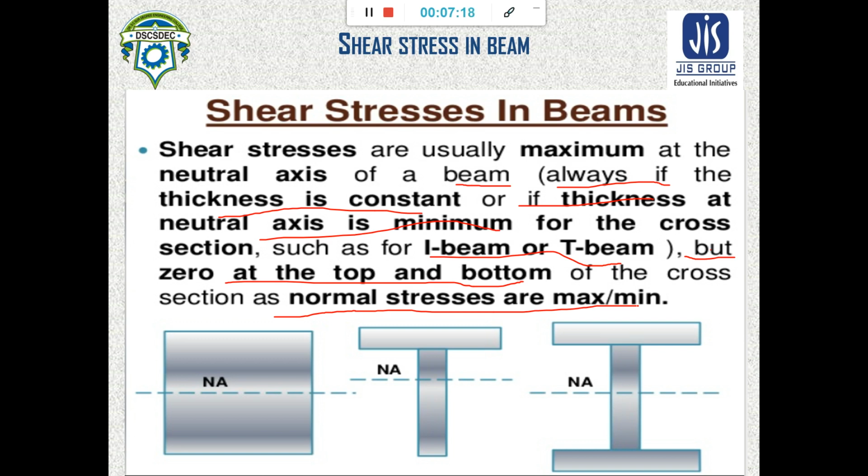So as the bending moment is zero, only shear force is acting at the neutral axis. In that case, the shear stress will be maximum at the neutral axis, and at the top and bottom portion the bending moment is maximum, so shear force must be zero, so shear stress is also zero. That is how the shear stress is distributed along the beam.